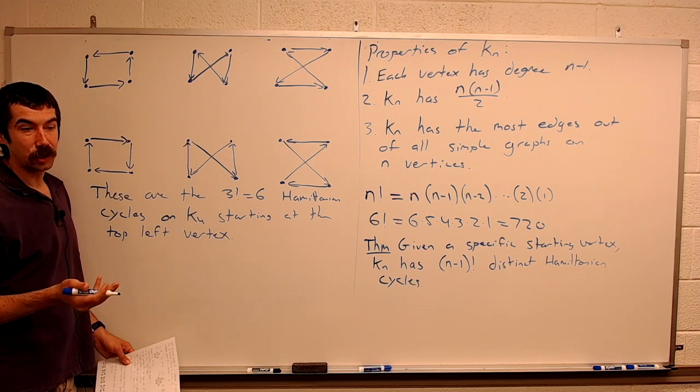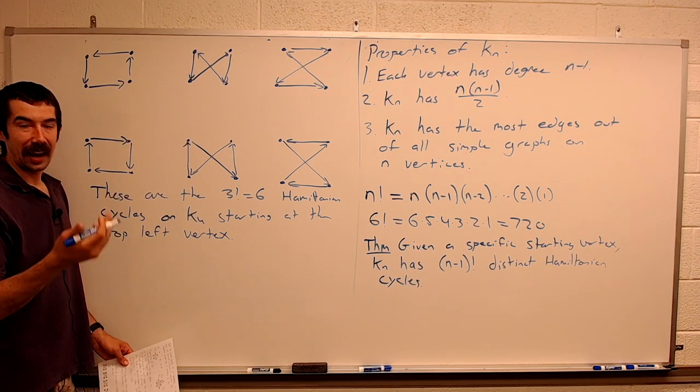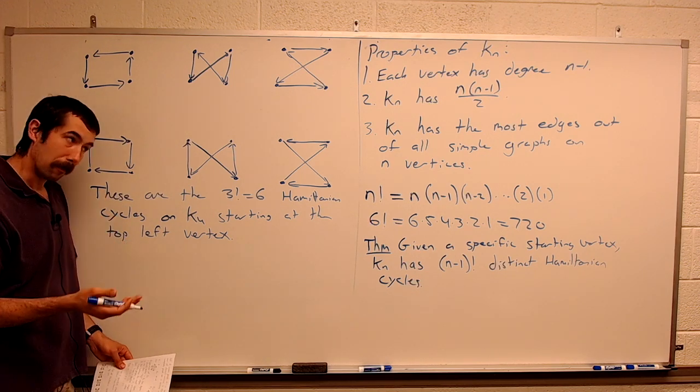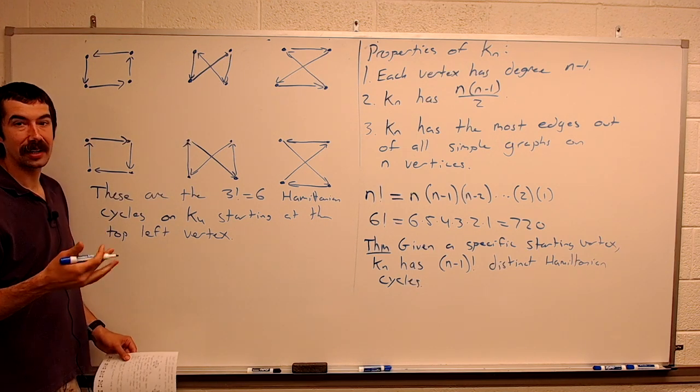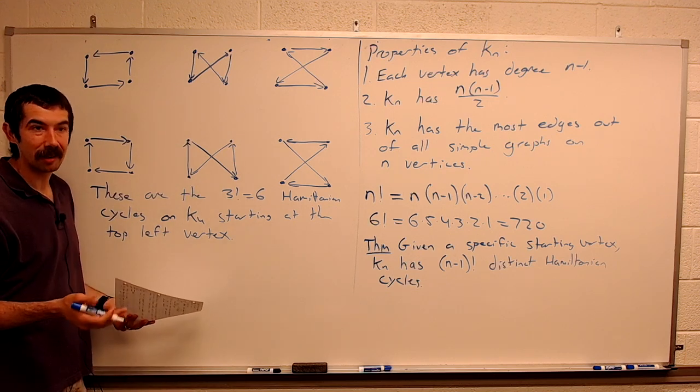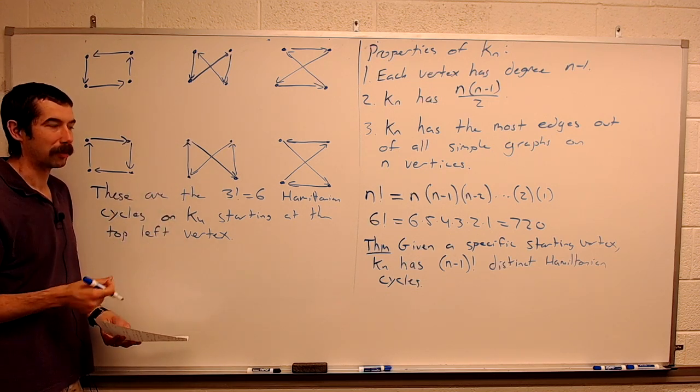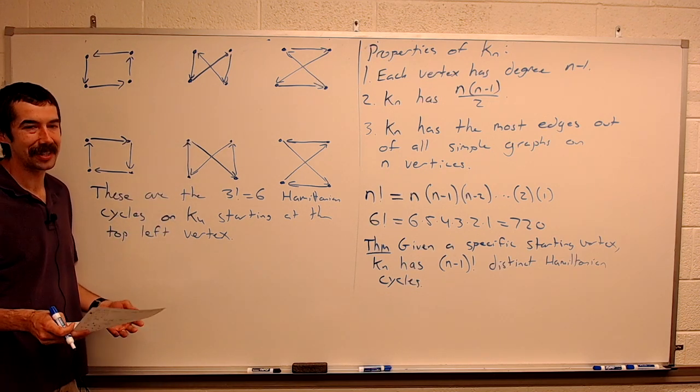Okay, you can imagine K5, there's going to be much, much more. K6, a lot. K7, at some point, even a computer is not going to be able to handle the number of different Hamiltonian cycles, which is kind of crazy.